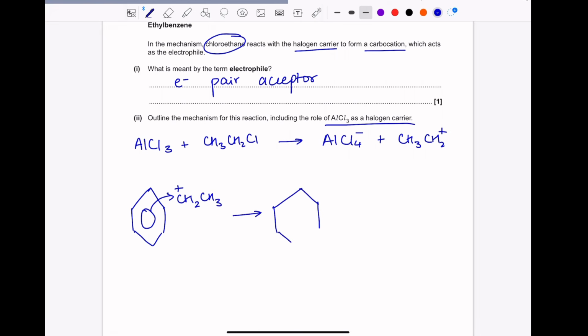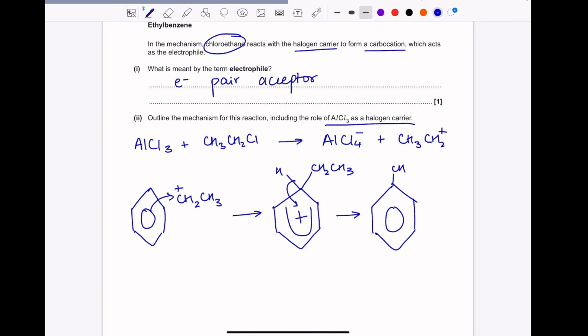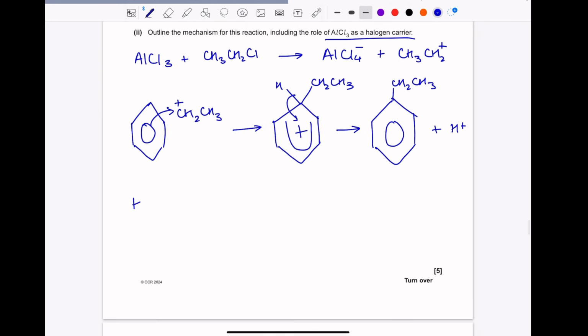Then that benzene ring will attack the positive electrophile or carbocation, and that forms an intermediate, which has this horseshoe ring type of structure. And then this hydrogen bond will break inwards to form the product, as well as a hydrogen ion. Finally, that hydrogen ion reacts with AlCl4- to form the halogen carrier once again, and HCl.